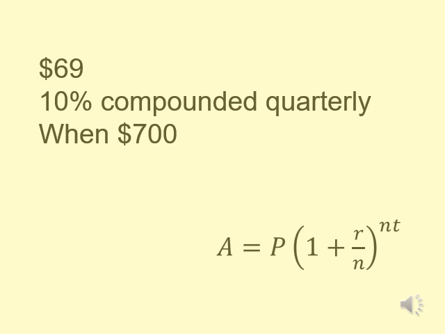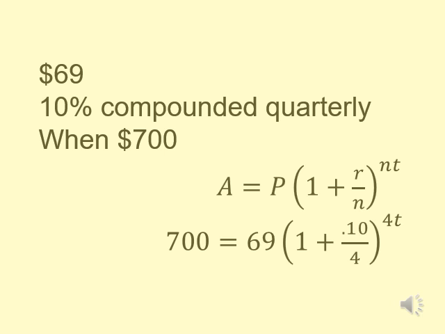Again, your formula is written at the bottom there. You have the amount at the end, the amount at the beginning, the rate of interest, and the number of times compounded per year. And of course, the t power comes up in the exponent. So here, that's going to be 700 equals 69 times 1 plus 0.10 over 4, all raised to the 4t power.